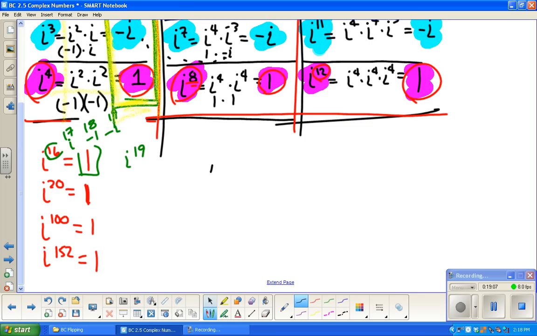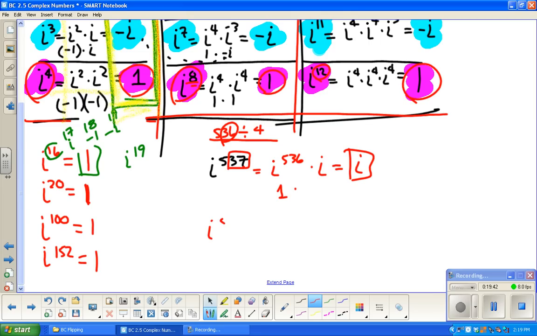Okay, so what about i to the 537th power? Well, I happen to know that if the last 2 digits are divisible by 4, so if I do 536, I know that 36 is divisible by 4. So 536 is also divisible by 4. So this is one more than that. Well, i to the 536 would be 1 times another i, so this is just i.